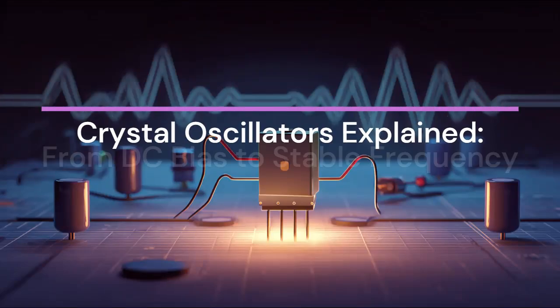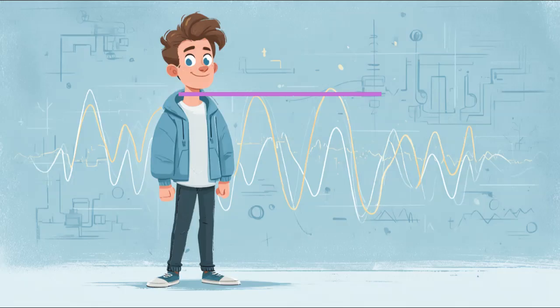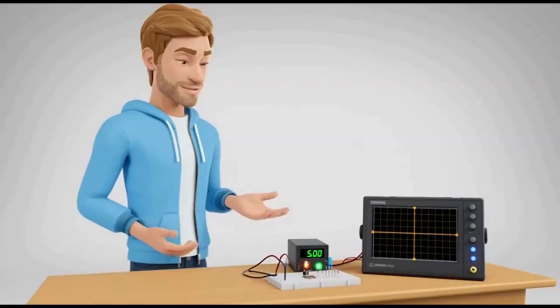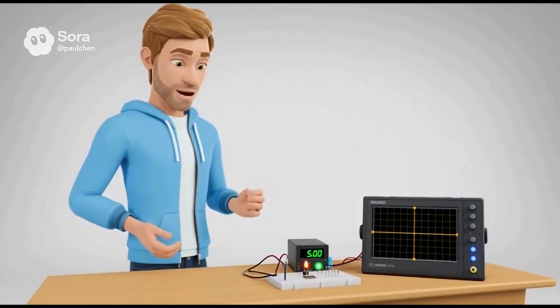Crystal oscillators explained. From DC bias to stable frequency. Chapter 2. DC biasing, preparing the transistor to oscillate. Before any oscillation can happen, the circuit needs preparation.